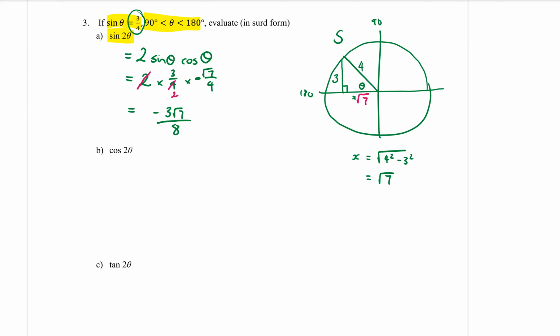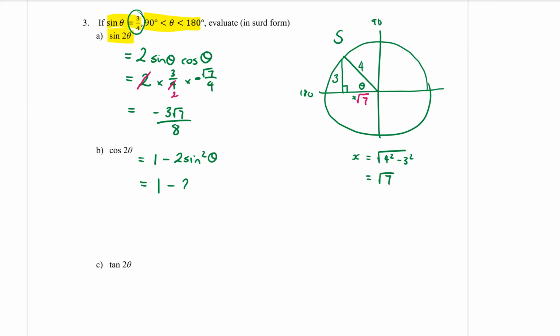Let's try that again for part B. This time I want to know what the exact value of cos 2 theta is. Now, cos is the one that we have 3 choices for the formula. Because we are in the sine quadrant, it will probably make it easier to use the formula that involves sine. That way we don't have to worry about negative signs. So using the sine version, that would be equal to 1 minus 2 sine squared theta. Now we know what sine theta is. Sine theta is 3 over 4. We don't even need our diagram for that. So we can substitute that straight in.